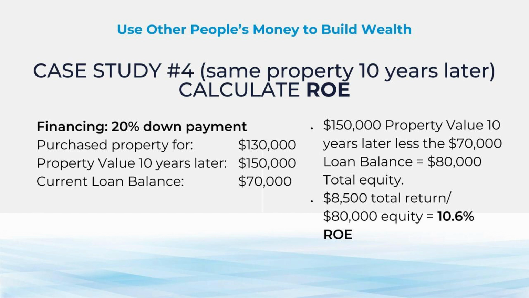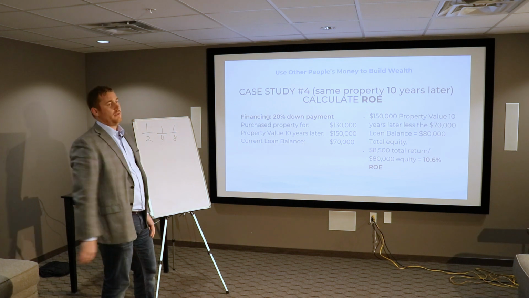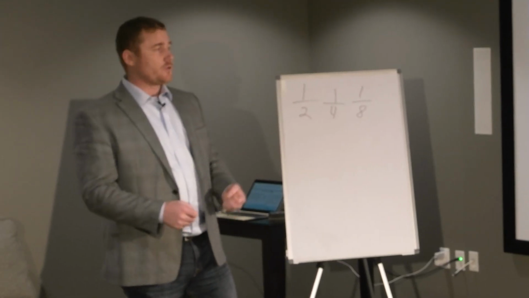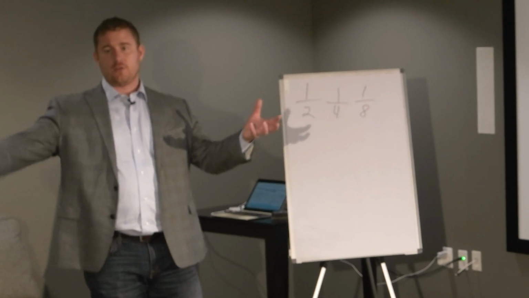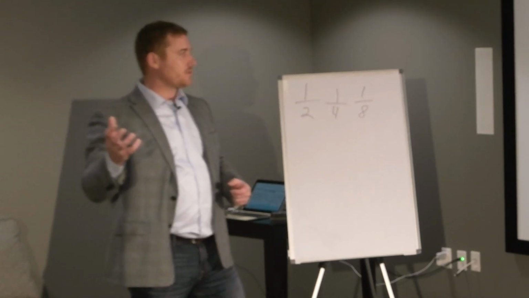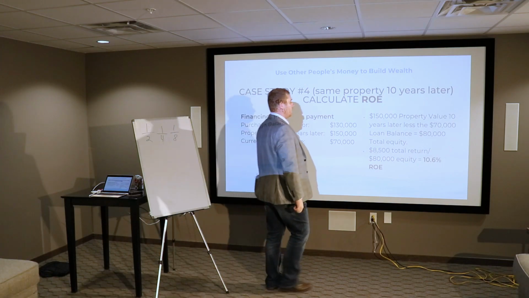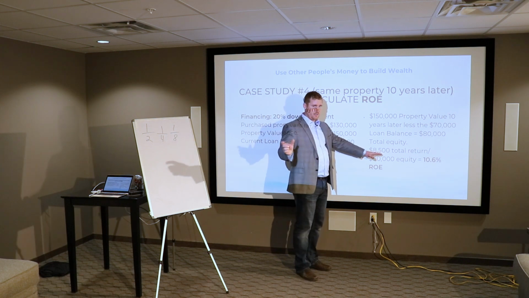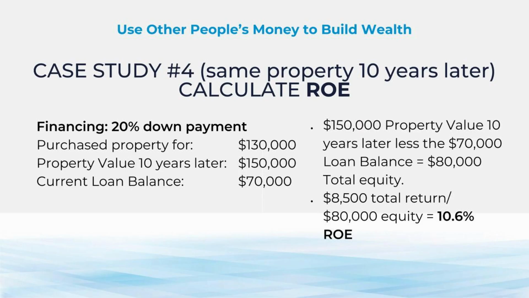We had $80,000 in equity. What can we sell the property for? Pay off the loan. We're left with $80,000. That's the capital. So our capital grew from $26,000 down payment to $80,000 10 years later. So now, let's take that total return from the 10-year return, divide it by our total equity in the property, and now we get a 10.6% return on equity.